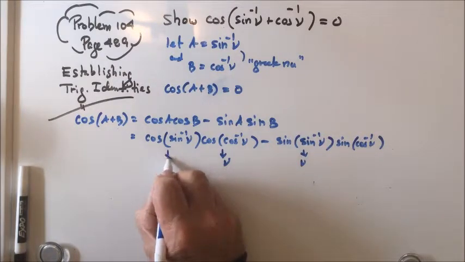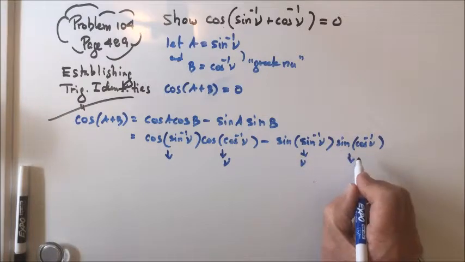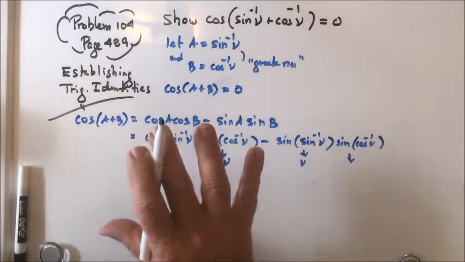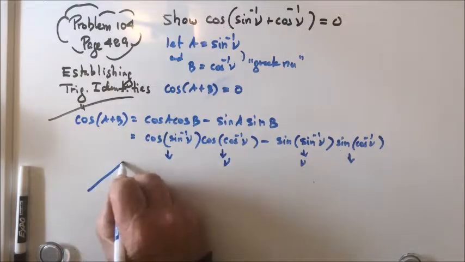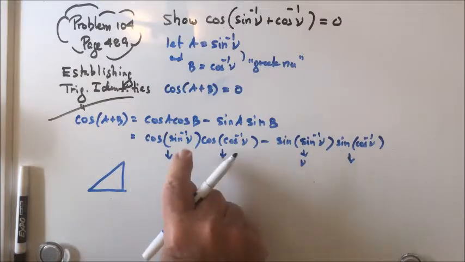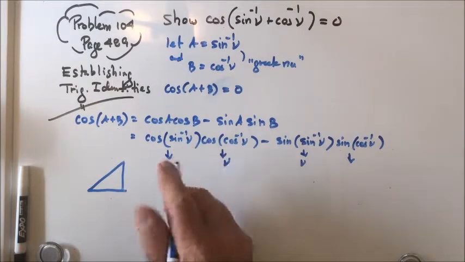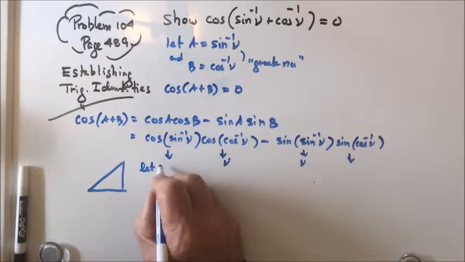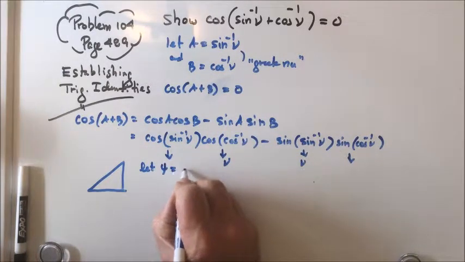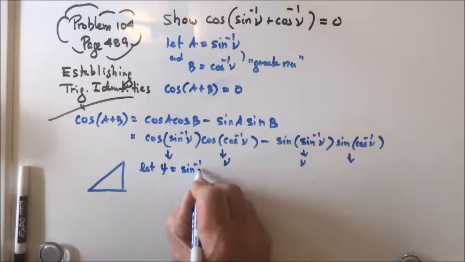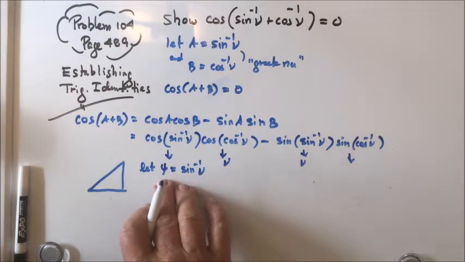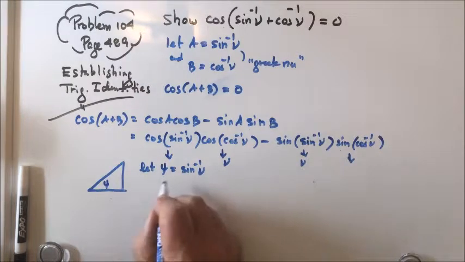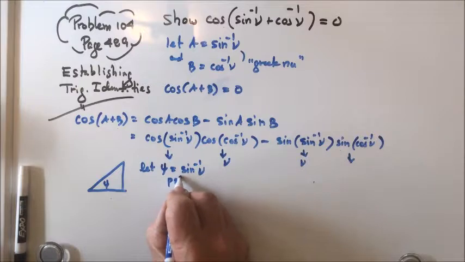The two we have a little issue with are the cosine of the arc sine and the sine of the arc cosine. And we've done problems like that, right? Just got to draw our triangles. Right over here, since this is funny Greek letter day, let's say psi is equal to the arc sine of nu, right? Psi is the angle whose sine is nu. So psi goes right into there. This is psi.